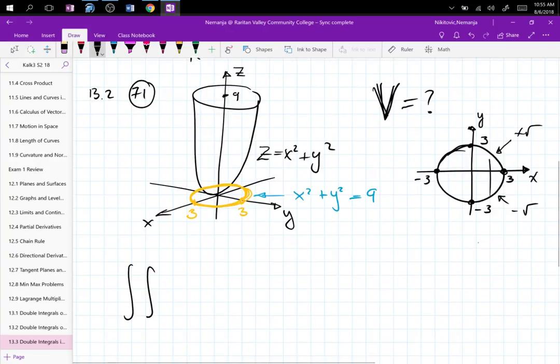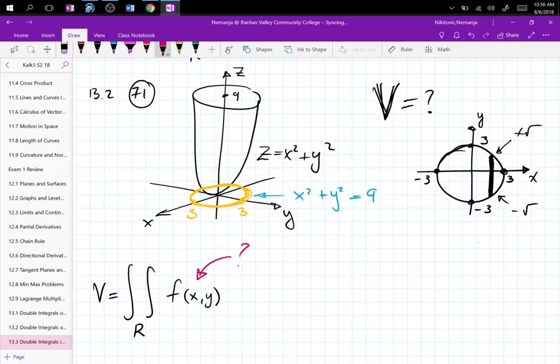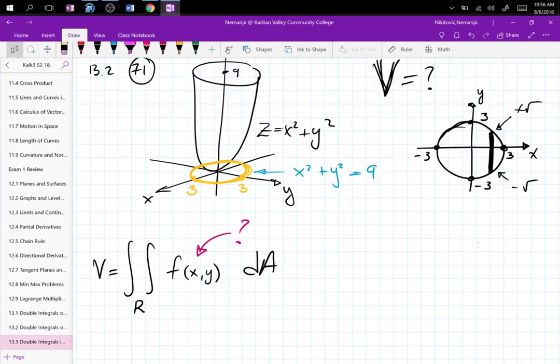If you draw dx like this, right, we see that, well, first let me put this: volume is equal to the integral over region R, and then we have our function f(x,y) in here, which I am going to put under a question mark for now, and then dA. I have to address the question mark first.